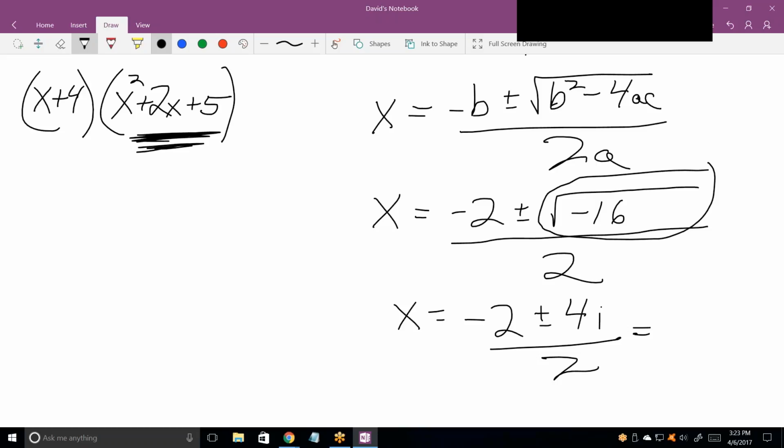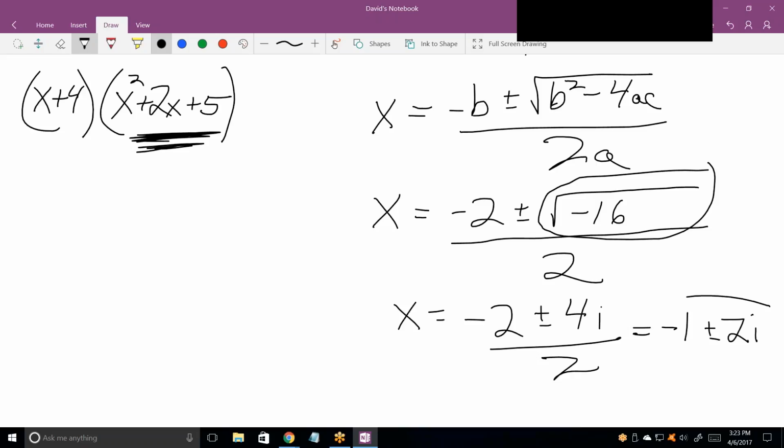Again, I've got a fraction, and I can multiply it by the number 1 or divide it by the number 1. So I can always divide top and bottom by the same number. So what does that give you? Well, you divide it by 2, and then that's negative 1 plus or minus 2i over 1.